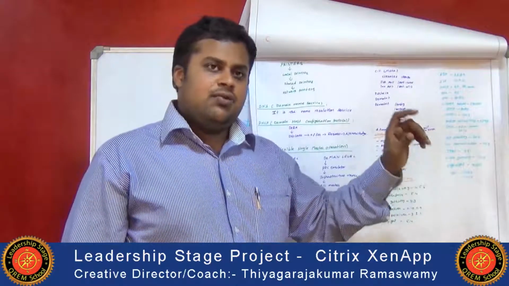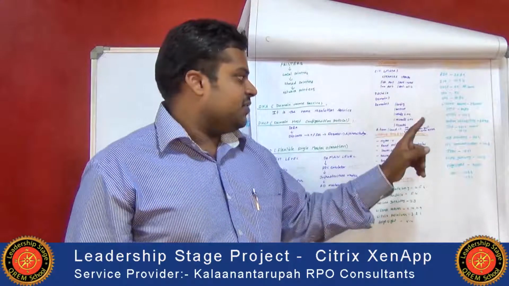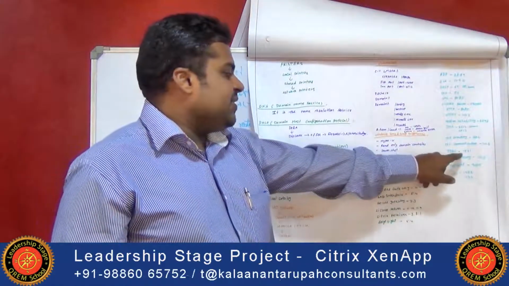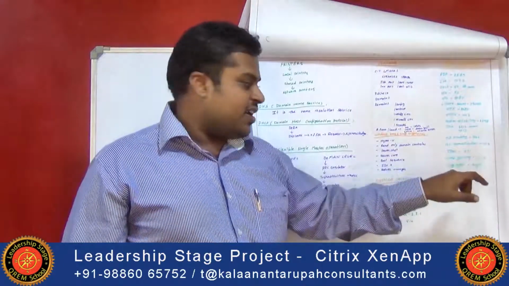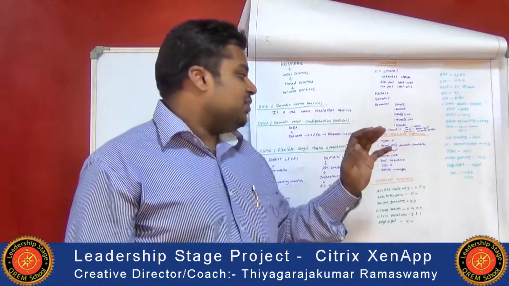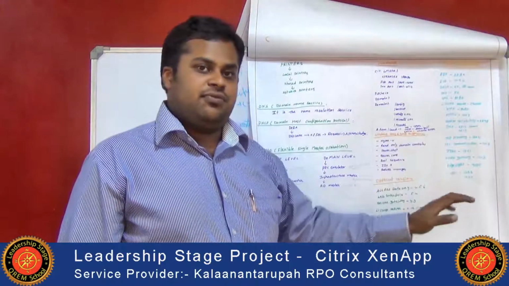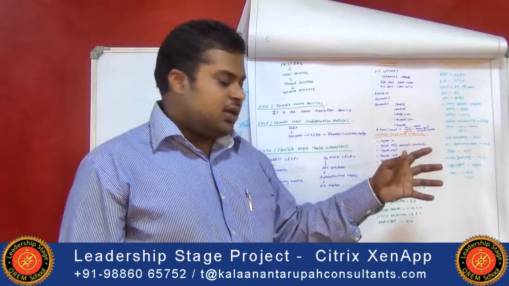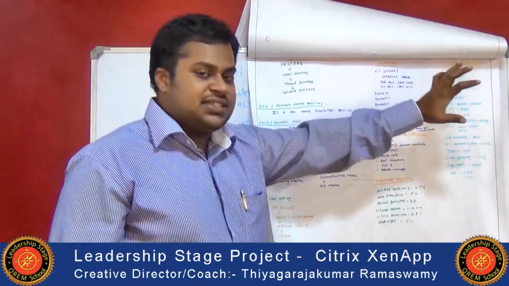Session reliability. We have to use session reliability on port number 2598. This is the port for session reliability, and JDBC uses 1521, Access Gateway 443, EdgeSight 9035. And SQL, we also have port numbers, that is 1433 and 1434. From the incoming side and the outgoing side 1434, we have to use for SQL servers. All these are the port numbers frequently used in Citrix design.